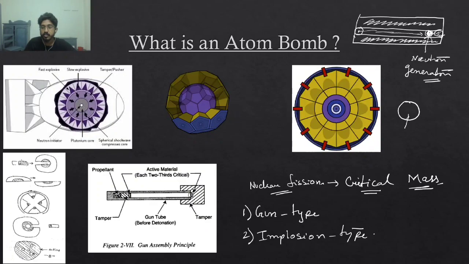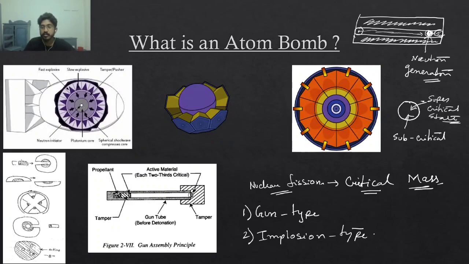the fissile material remains in the subcritical stage. So when this uranium hits this neutron generator, it then transforms into a supercritical state, and thus nuclear fission, a nuclear chain reaction takes place, and thus the release of an enormous amount of energy. And thus an explosion, obviously. So this is the case of the gun assembly, the gun type atom bomb.